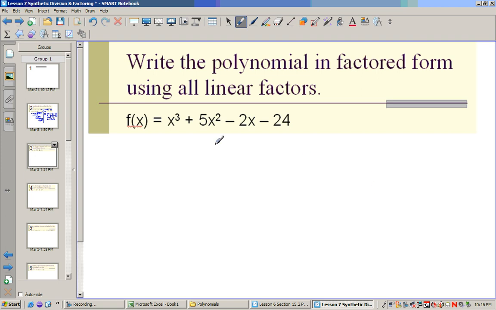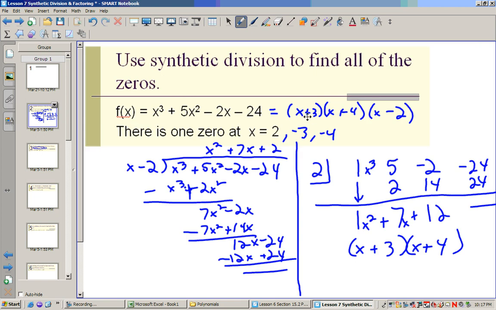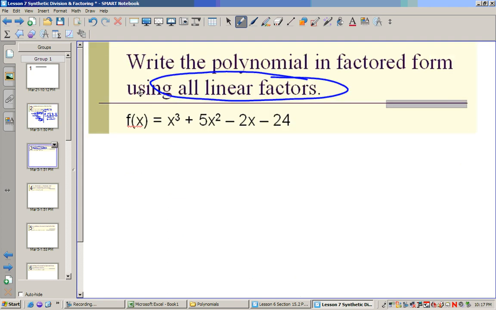So that's actually what I just did. If I want to write this all using linear factors, that's what this is right here: x plus 3 times x plus 4 times x minus 2. That is called a product of linear factors.